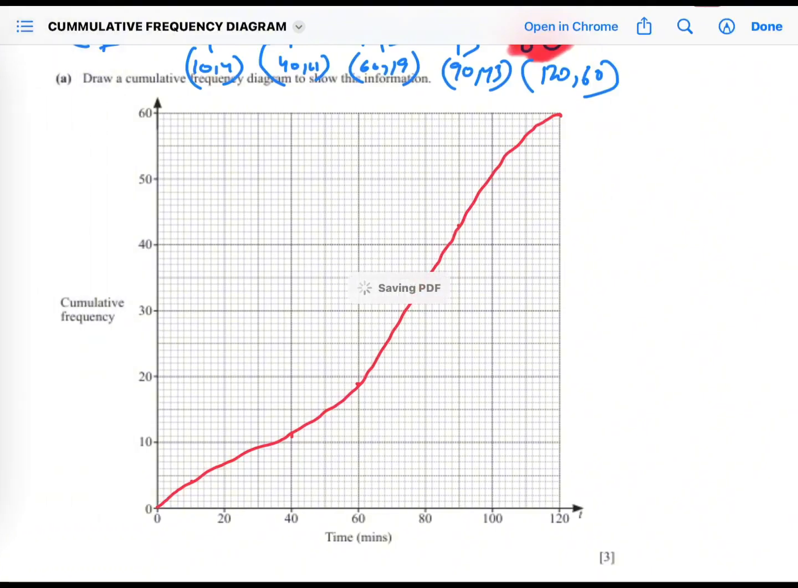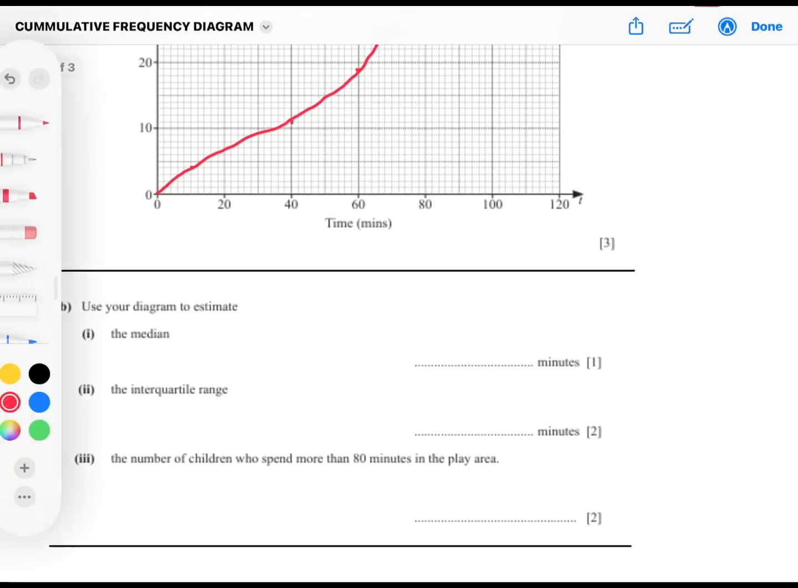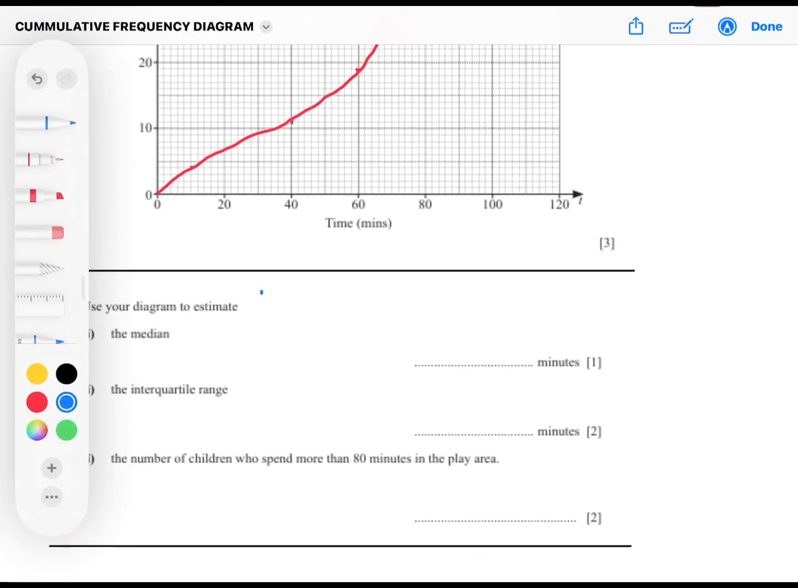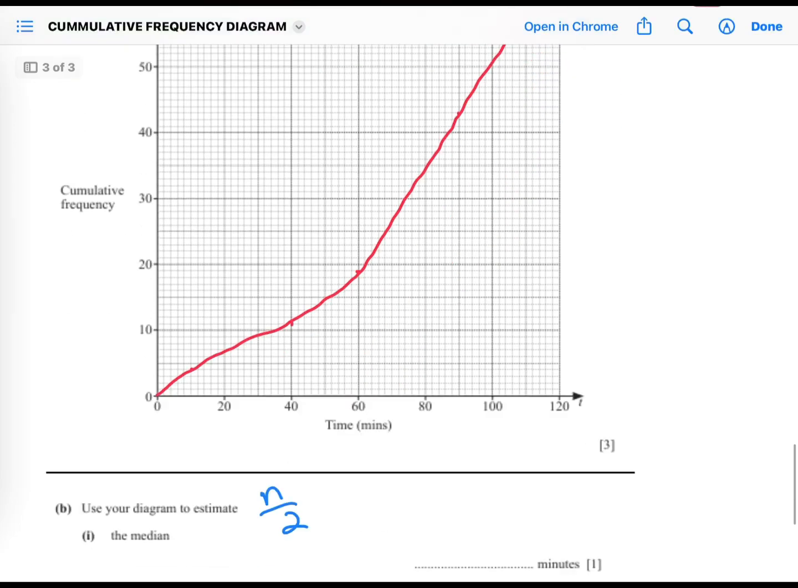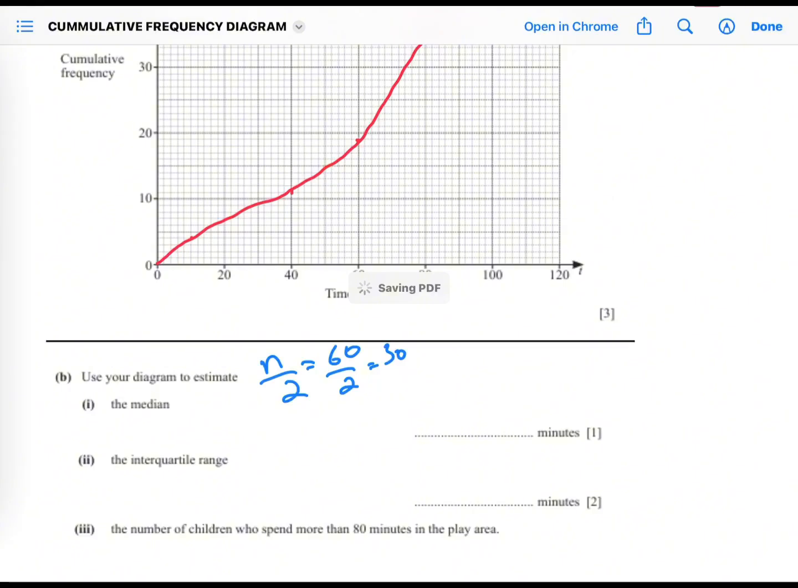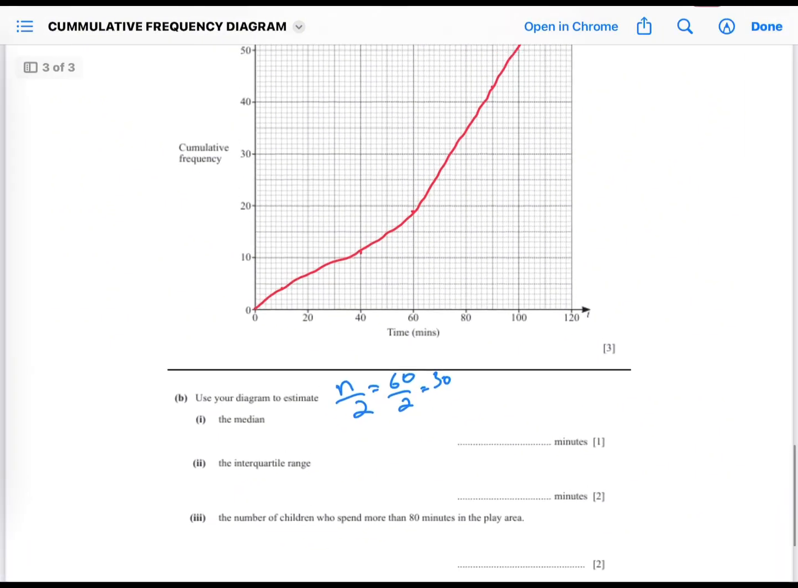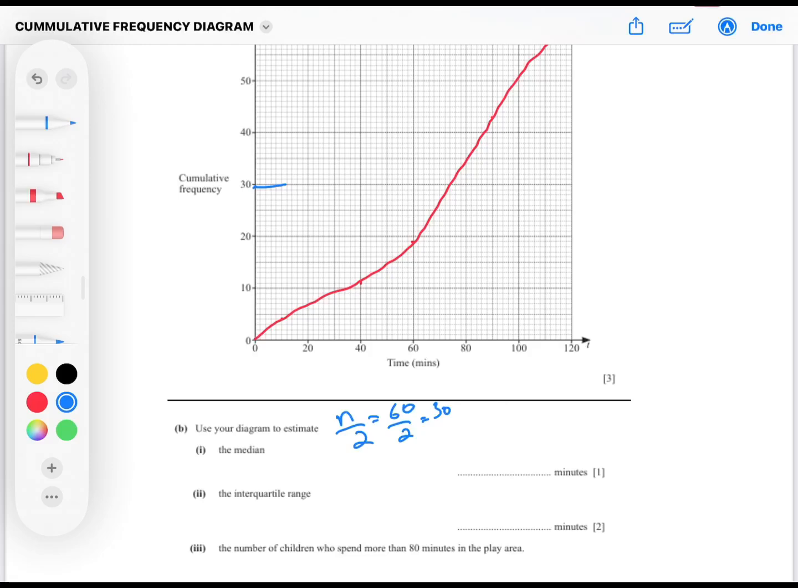Now what we need to find out in this question, let's see. First is the median. So quickly we need to find out the median, that is n divided by 2. So the total value given is 60. So 60 divided by 2 will give us 30. So we need to find out 30, which is not the median itself. We have to check the value.